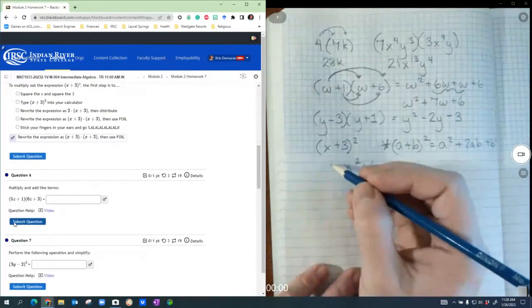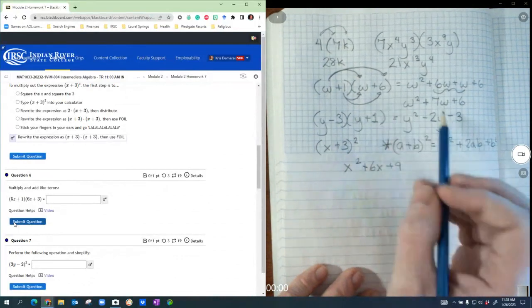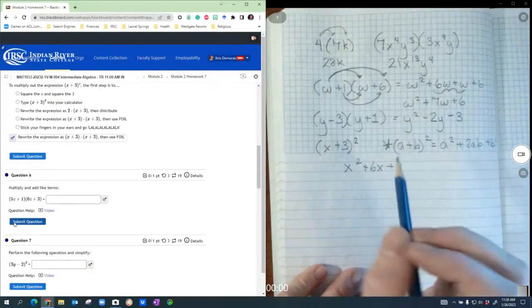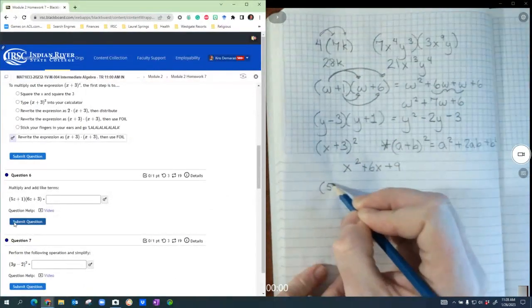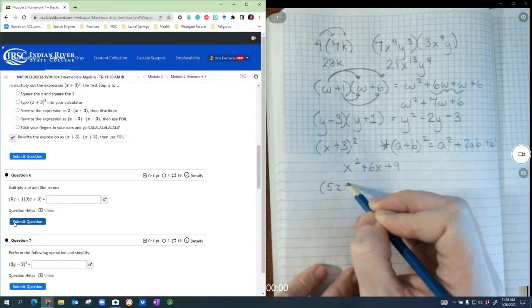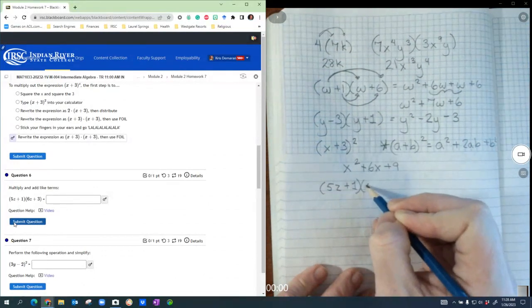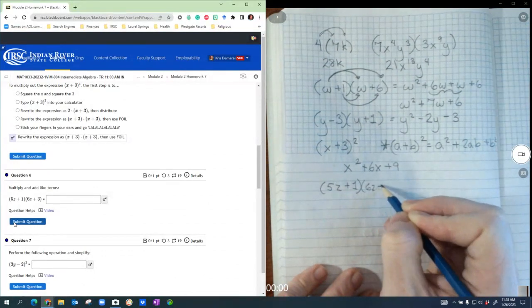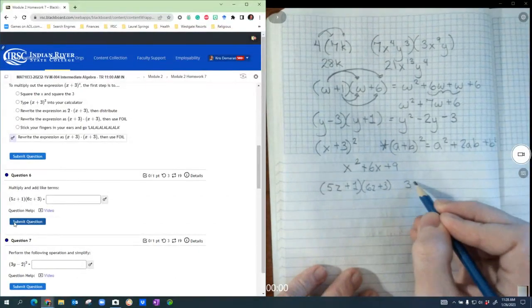Now, it says multiply and add like terms. Well, that's what we did up here, right? That's what they're asking us to do. So when we do this, we're now having an even coefficient for the variable values. So multiplying it out, I get 30x squared.